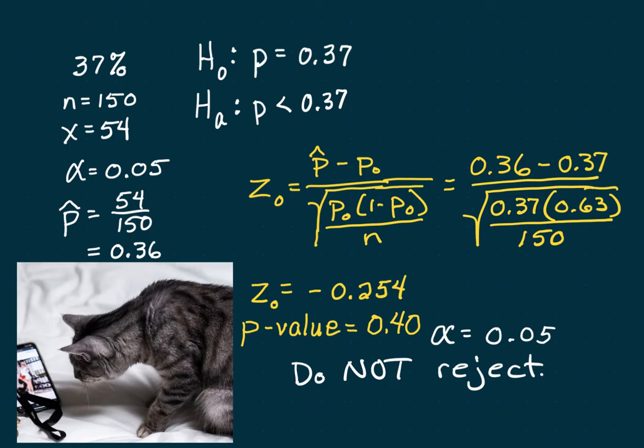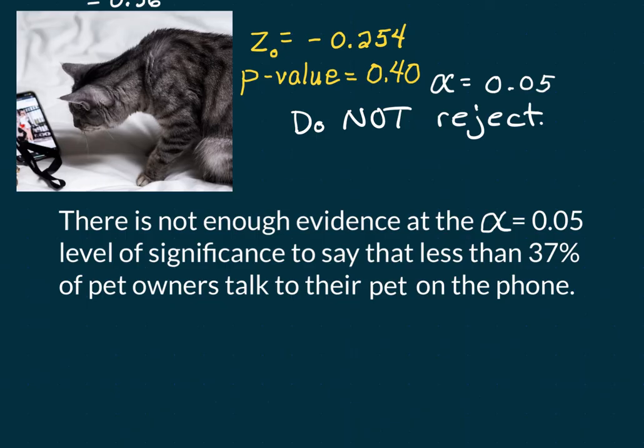Or, to answer this formally, there is not enough evidence at the alpha equals 0.05 level of significance to say that less than 37% of pet owners talk to their pet on the phone.